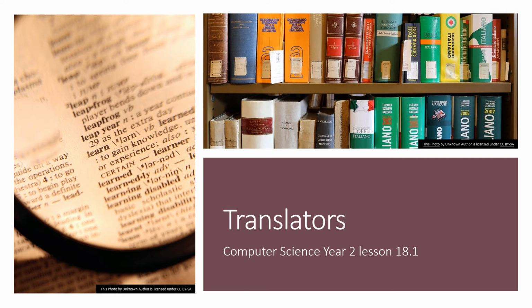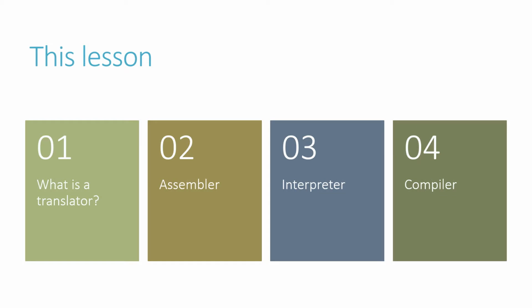Welcome back. This is lesson 18.1 and in this lesson we'll learn about a special kind of software called a translator. So in this lesson we'll see what a translator is and look at three different ways of translating languages into machine code. Those are an assembler, an interpreter and a compiler.